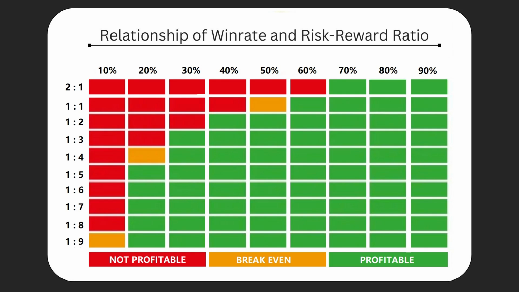Now, down below, you can see the red rectangles, which represent the non-profitable scenarios, or scenarios in which you will be at a loss for a particular set of data. And then we've got the yellow rectangles, which represent the break-even scenarios.